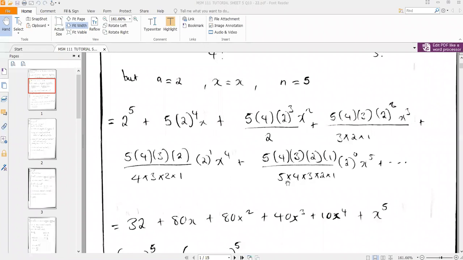Then you do the same here. The 5 is common, isn't it? So you can cancel this and that. You remain with x to the power 5.